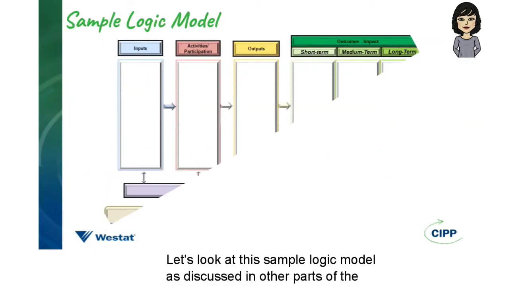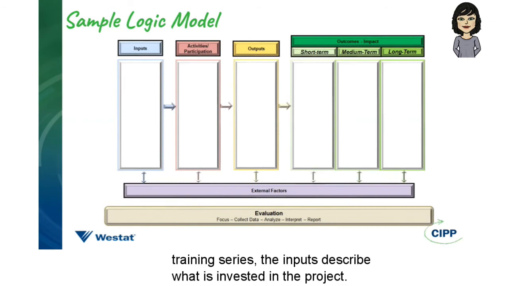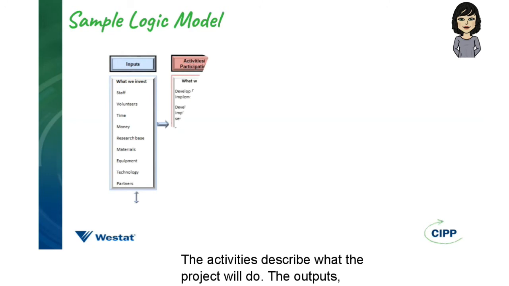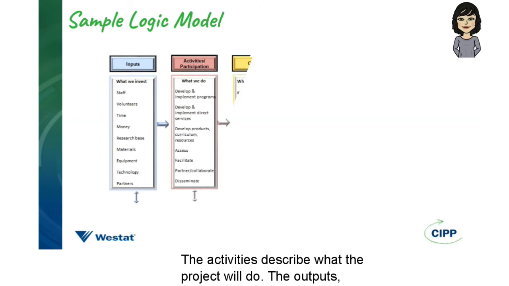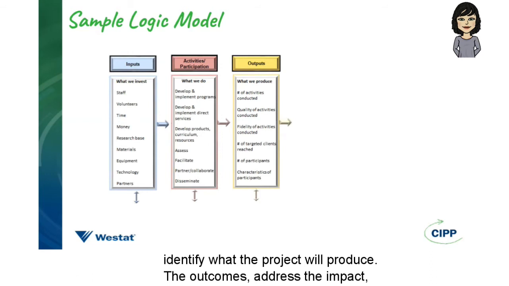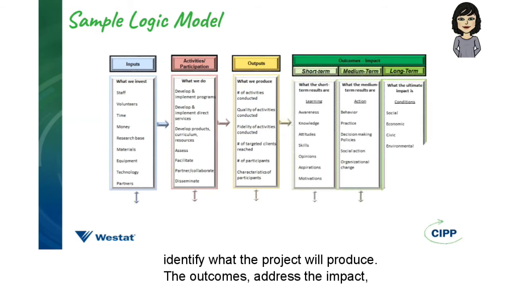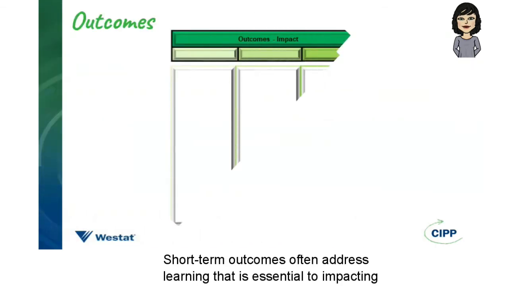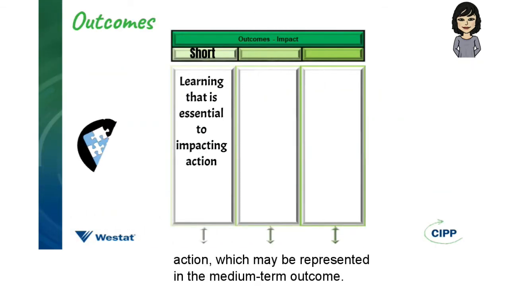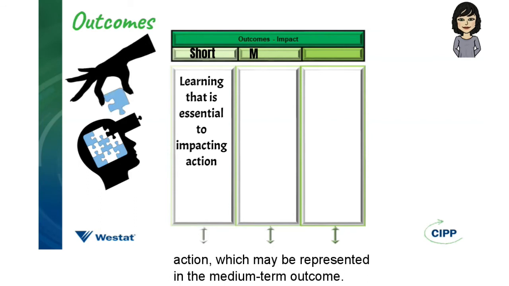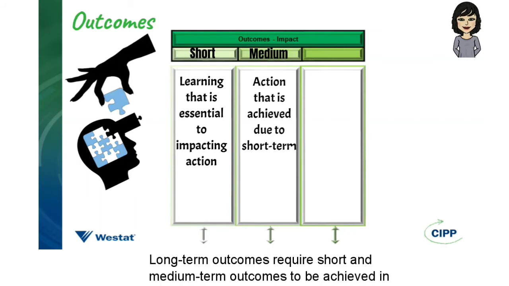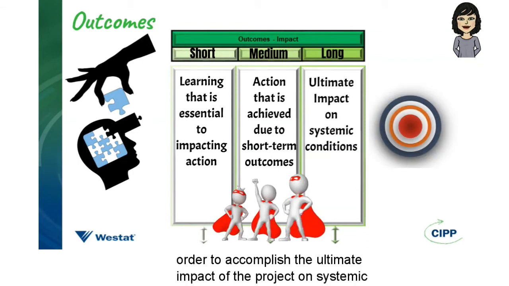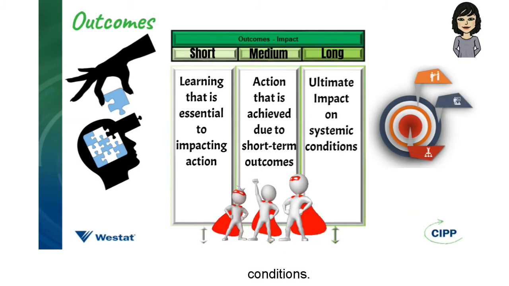Let's look at this sample logic model. As discussed in other parts of the training series, the inputs describe what is invested in the project. The activities describe what the project will do. The outputs identify what the project will produce. The outcomes address the impact of the project and build on one another. Short-term outcomes often address learning that is essential to impacting action, which may be represented in a medium-term outcome. Long-term outcomes require short and medium-term outcomes to be achieved in order to accomplish the ultimate impact of the project on systemic conditions.